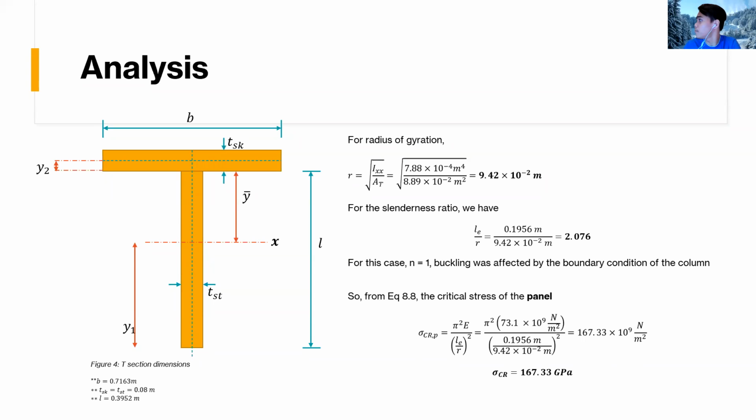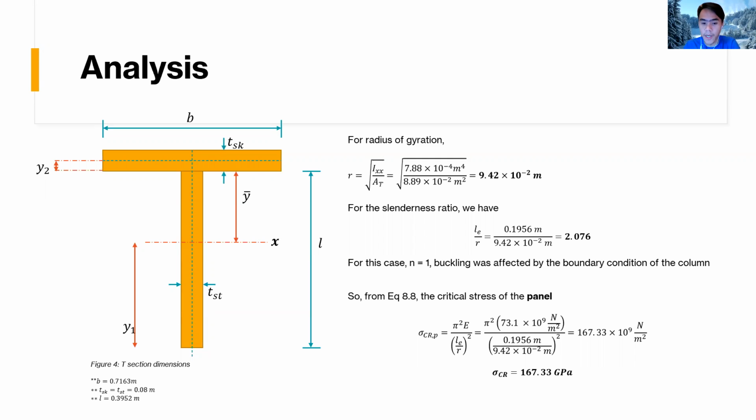In this case, n was assumed to equal 1. Buckling was affected by the boundary condition of the column, which was both fixed. From equation 8 in Megson's textbook, the book derived a critical stress formula for the panel only. Since I mentioned the buckling analysis will be a part-by-part analysis, we have a panel, stiffener, and a skin. For each section, there is a distinct formula for critical stress.